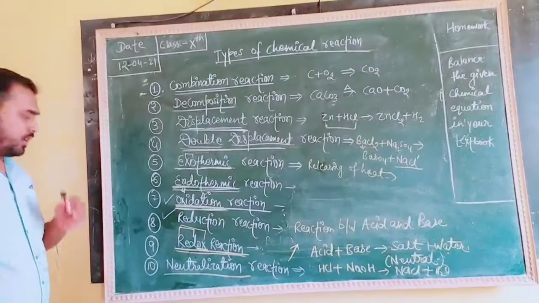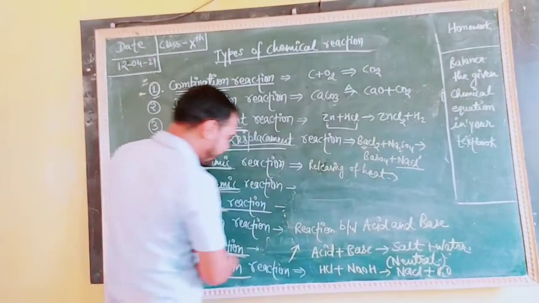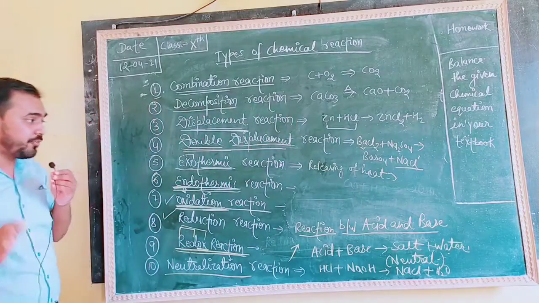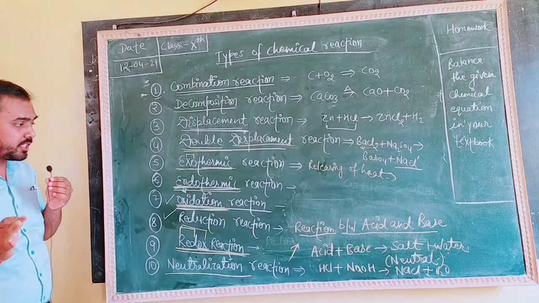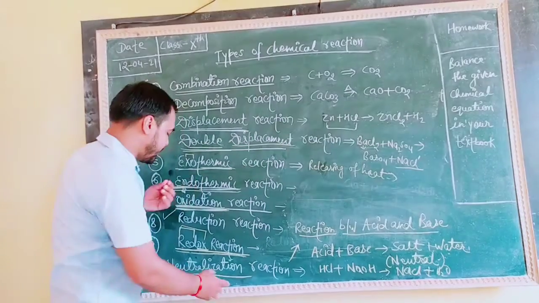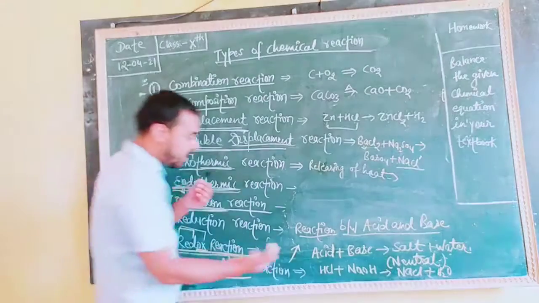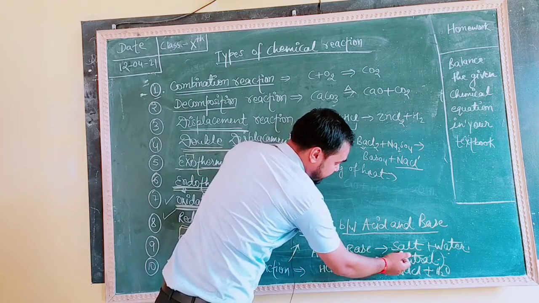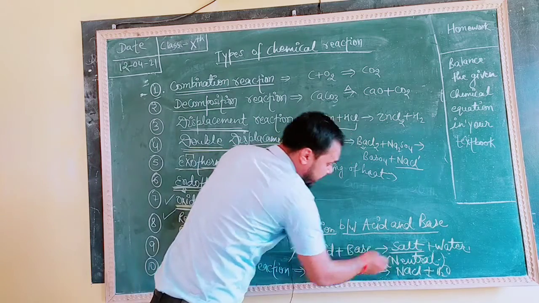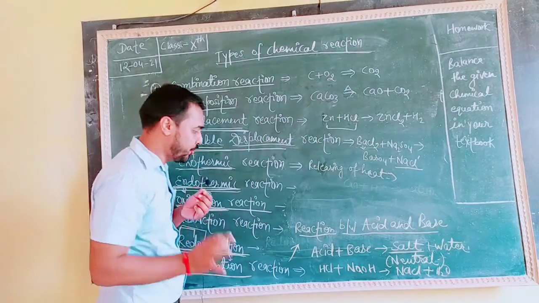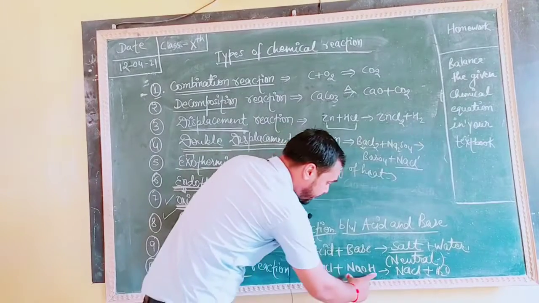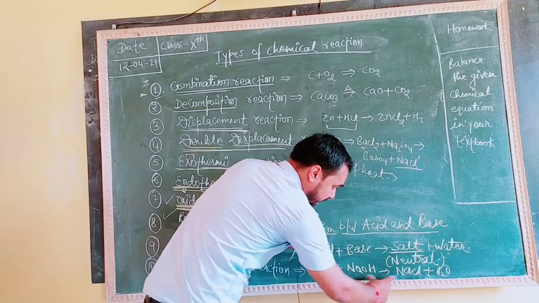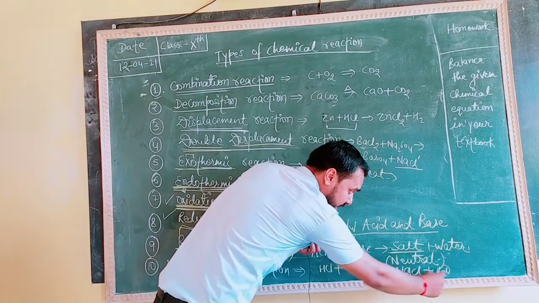Clear? Neutralization reaction. Here I have written reaction between acid and a base. Means simply we can say that when an acid and a base react to each other, they become neutral, and this reaction is called neutralization reaction. So here you can see clearly, acid plus base forms salt and water, and we know already salt is just an example of a neutral. So when hydrochloric acid reacts with sodium hydroxide, hydrochloric acid is an acid, sodium hydroxide is a base, and they form sodium chloride, that is common salt, and release water.